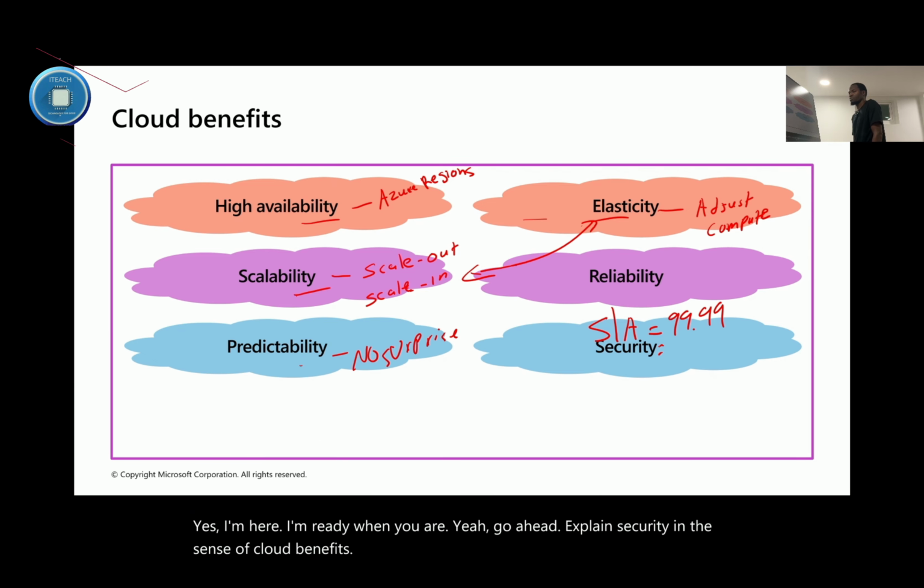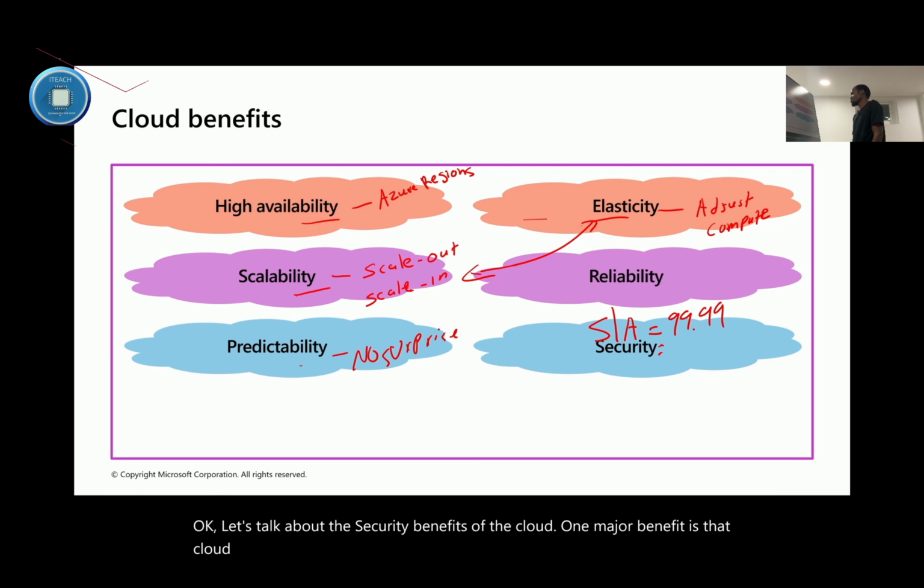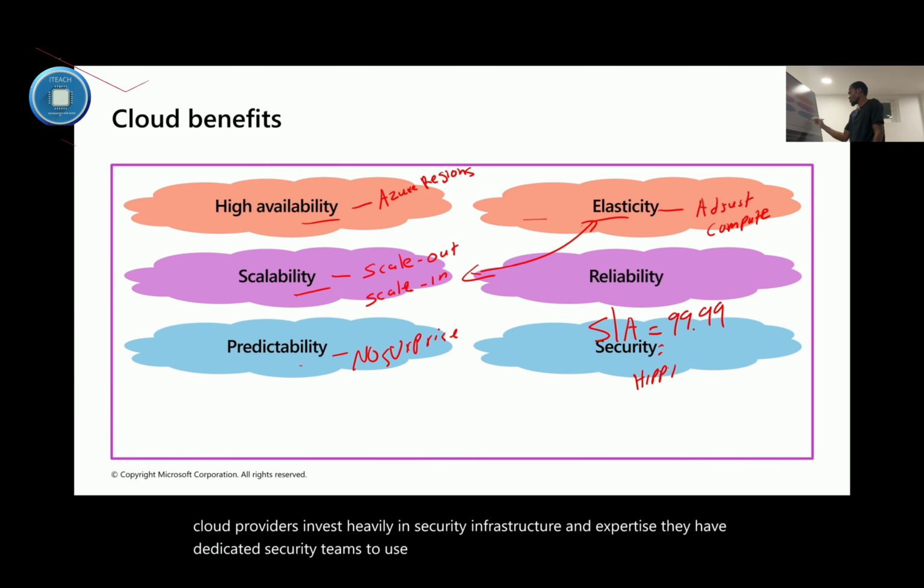Let's talk about the security benefits of the cloud. One major benefit is that cloud providers invest heavily in security infrastructure and expertise. They have dedicated security teams and use advanced technologies to protect their systems. This often surpasses what a typical organization can achieve on its own.